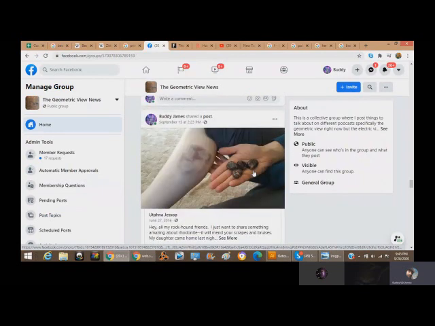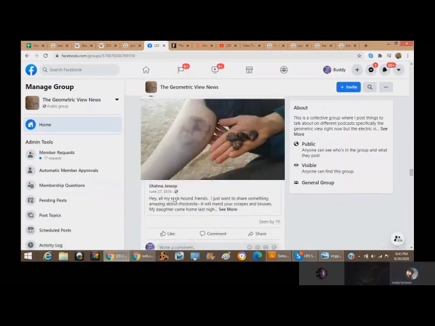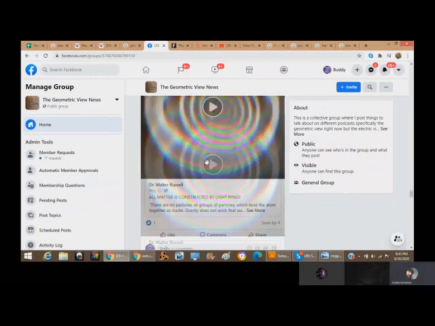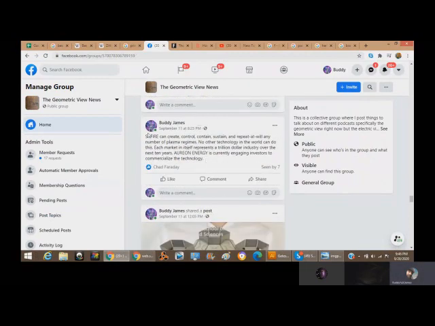Oh, these are rocks right here. Hey, Rock Hound friends. I just want to share something amazing about rhodonite. It will mend your scrapes and bruises. My daughter came home last night and look-see. She put the stones on and it moved the current. It either induced the current out or the blood in. Either way, it looks like it healed significantly. That's pretty cool.